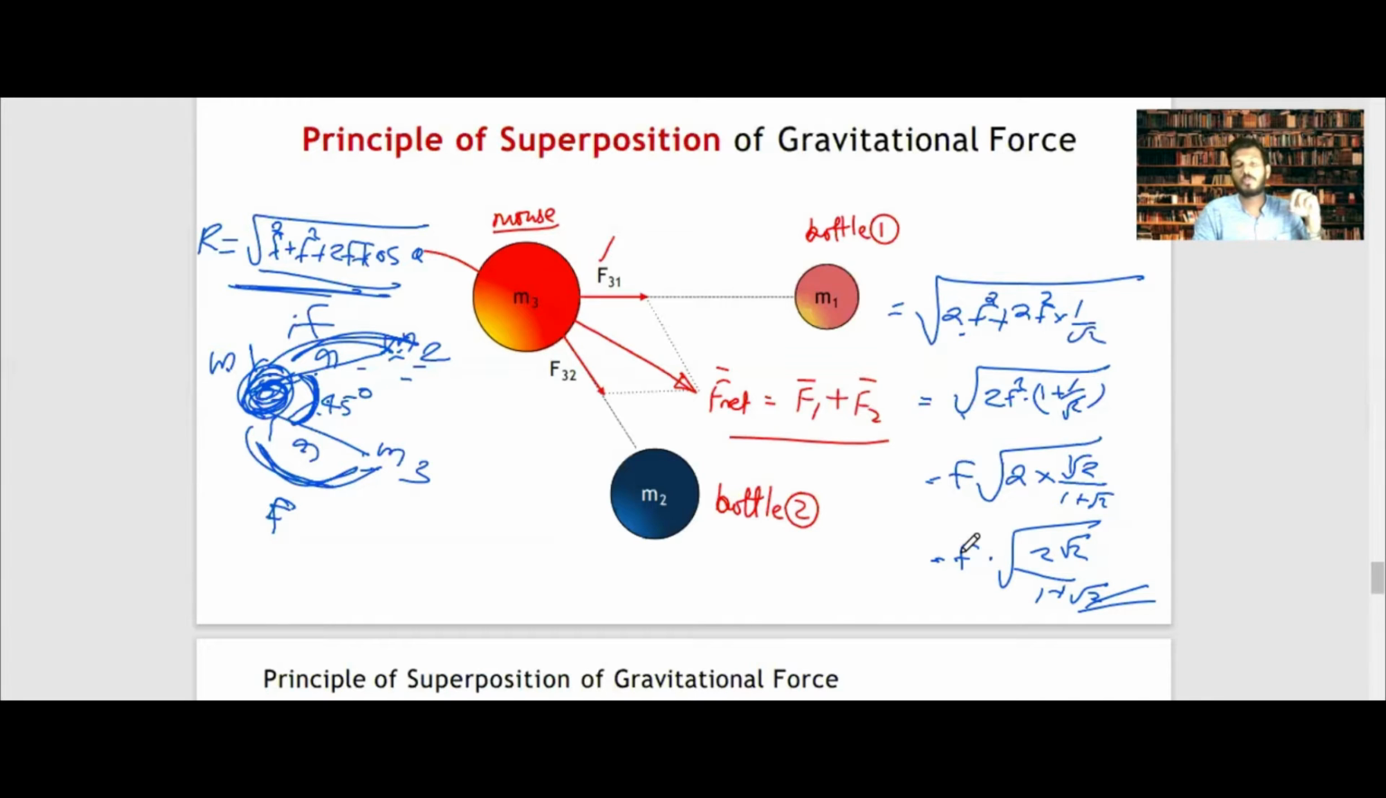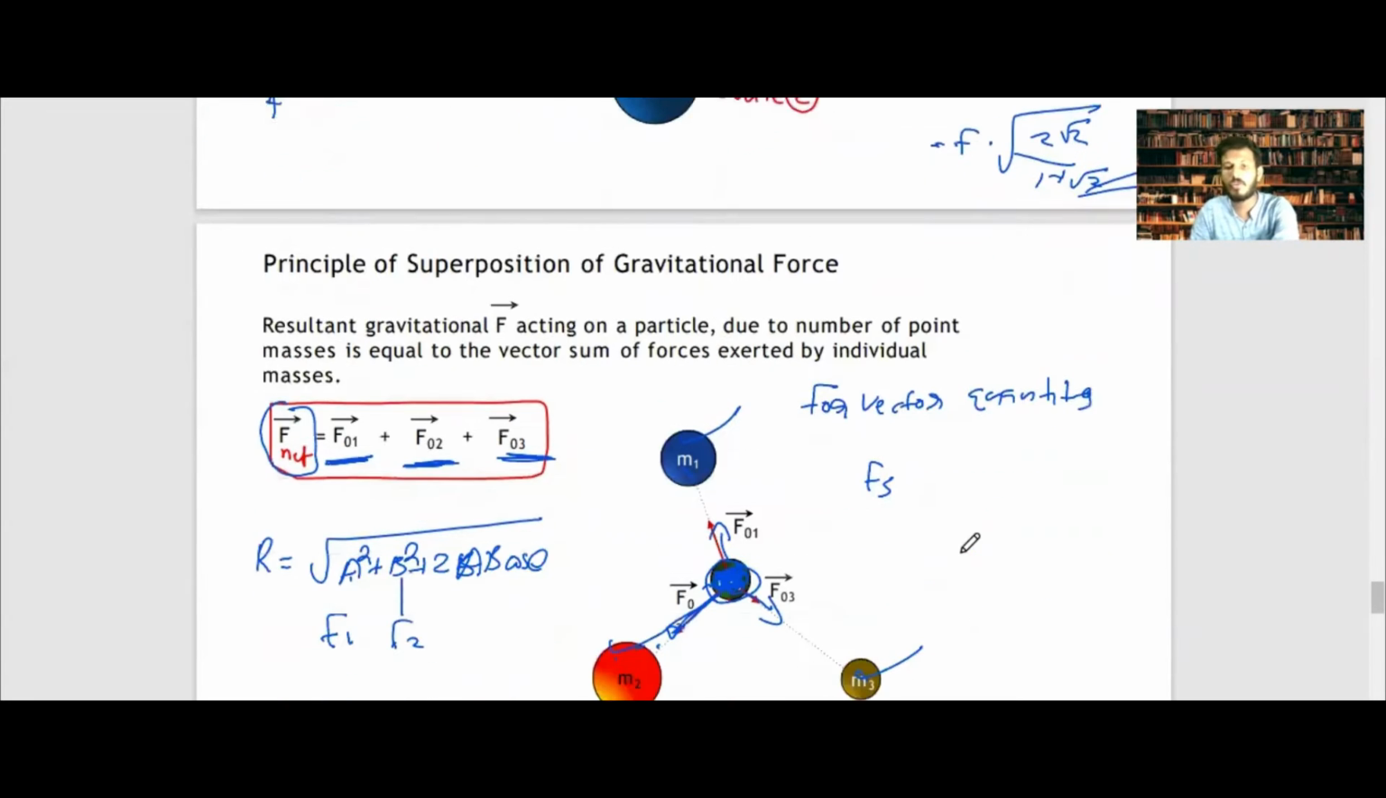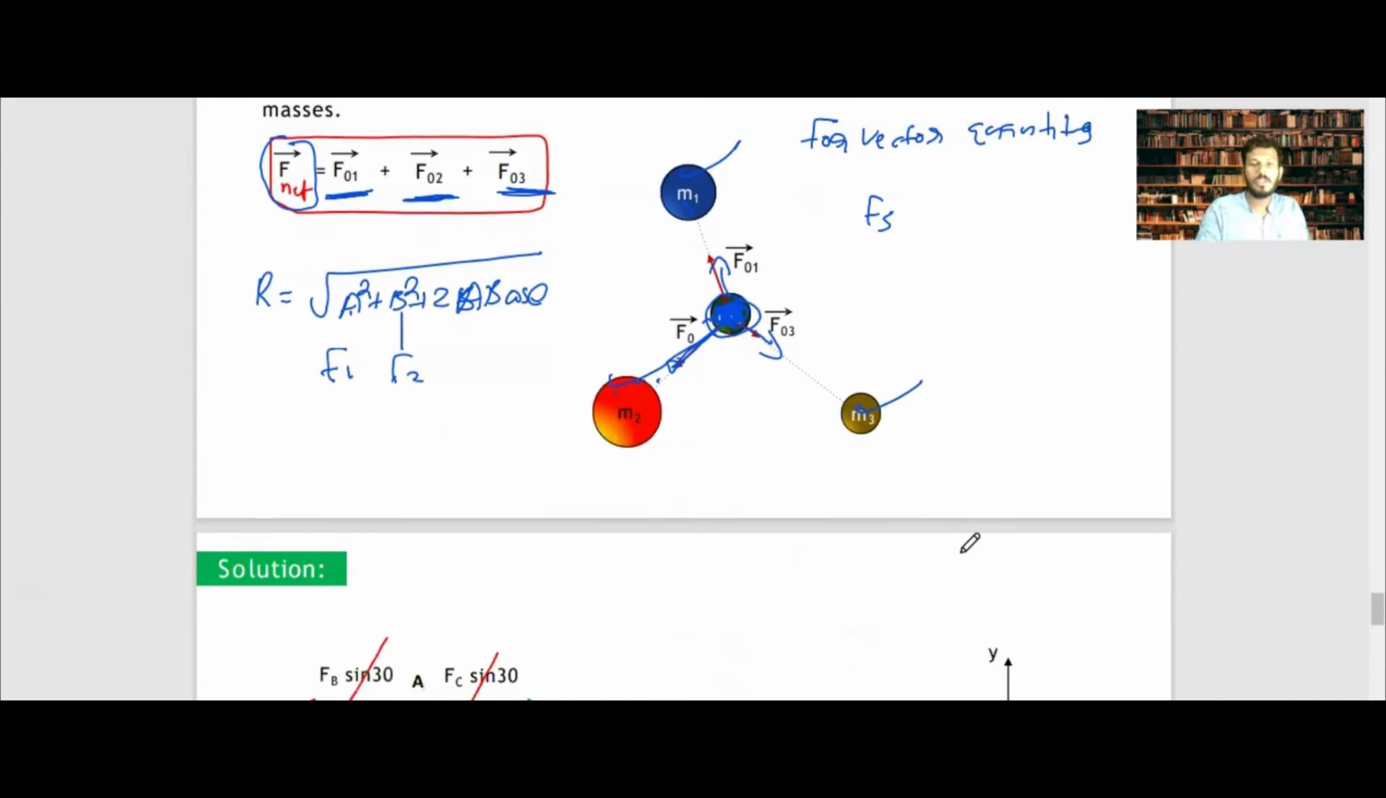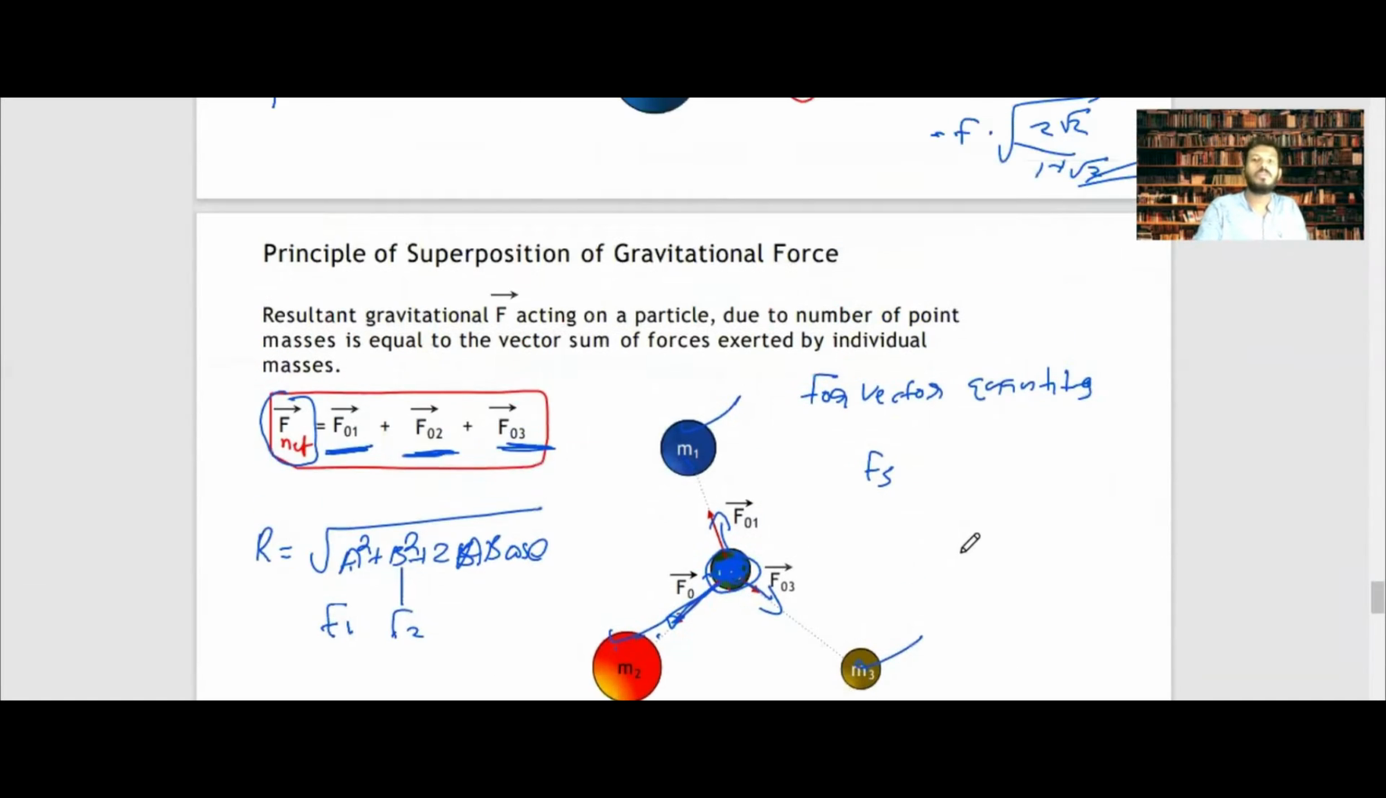That is the principle of superposition. The principle of superposition is important for board examinations, but it's not very important for entrance examinations. Just have an idea that forces can be added. Force is a vector quantity, so that addition is vector addition.